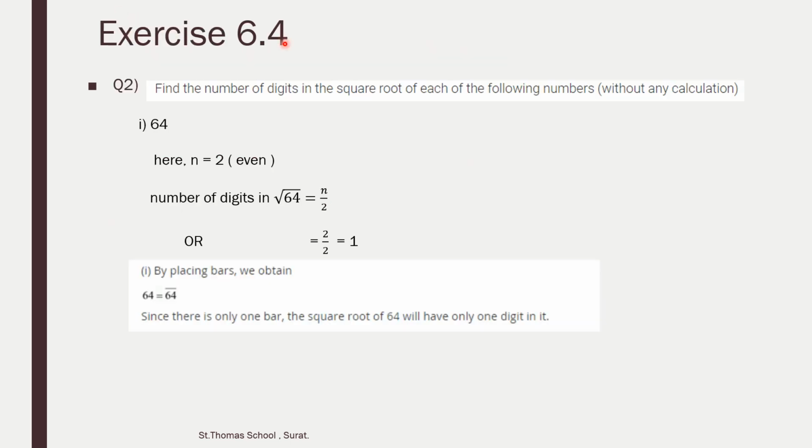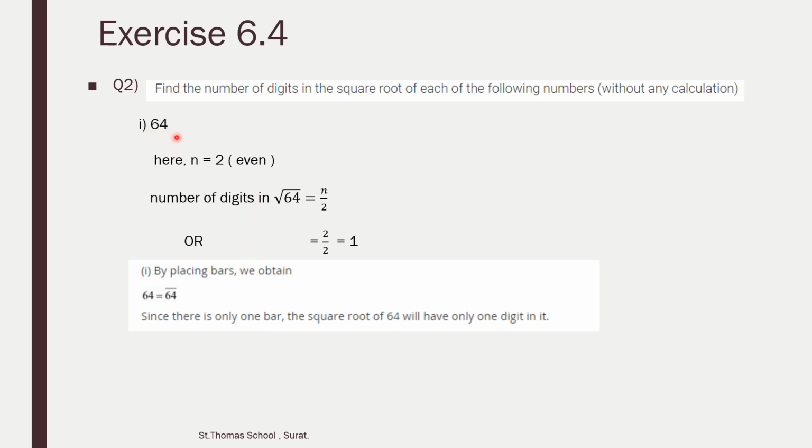Exercise 6.4. Question number 1, I will explain in the next class. Question number 2. Find the number of digits in the square root of each of the following numbers without any calculation. So there are 2 methods I explained. Both methods I have done here. Any one method you can write in your maths notebook.